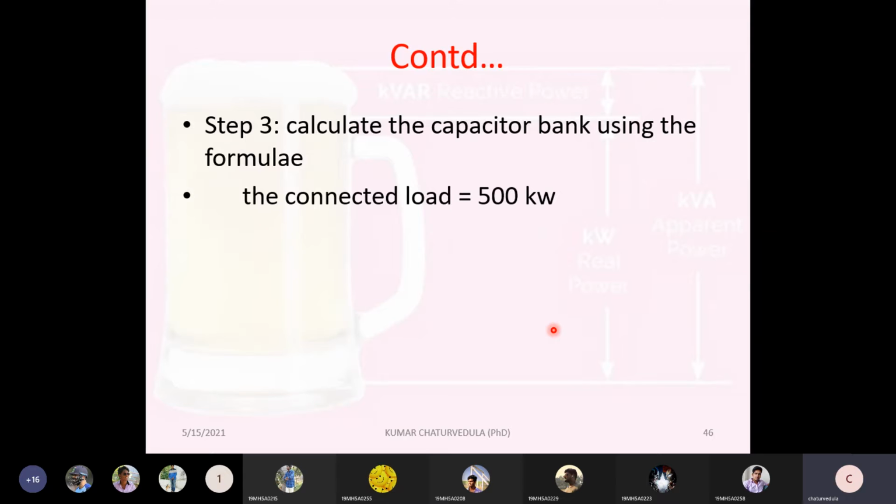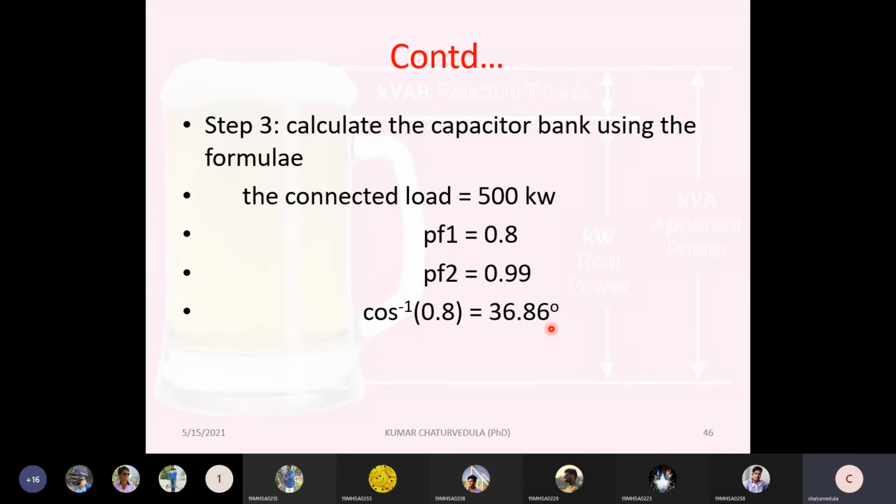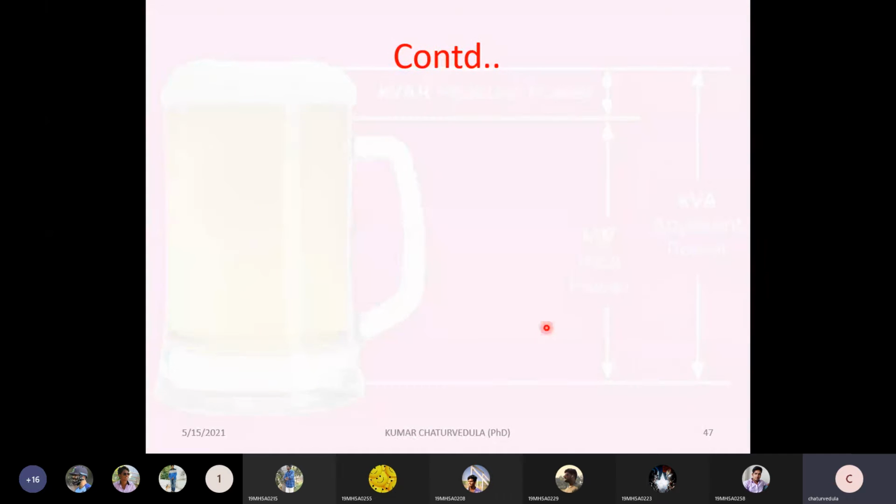So in the formula I am going to apply total connected load 500 kilowatt, power factor 1 is 0.8, power factor 2 is 0.99, and I am calculating cos inverse of 0.8, which is 36.86 degree, and cos inverse of 0.99, which is 8.10 degree. So I am substituting these values in the formula.